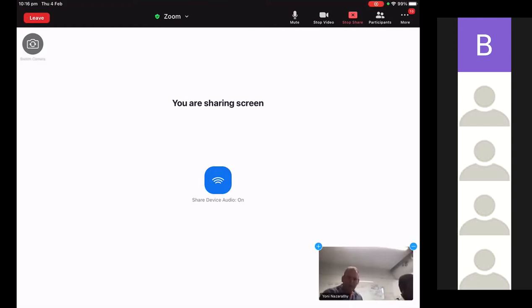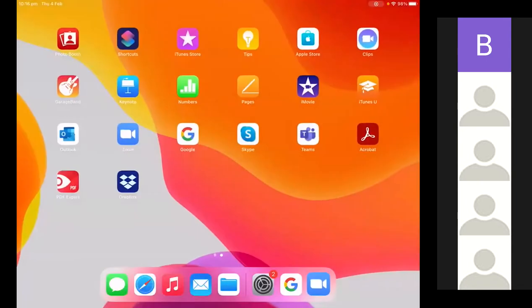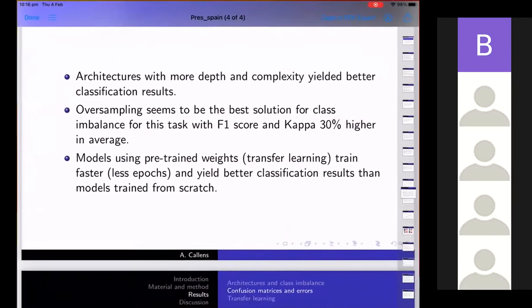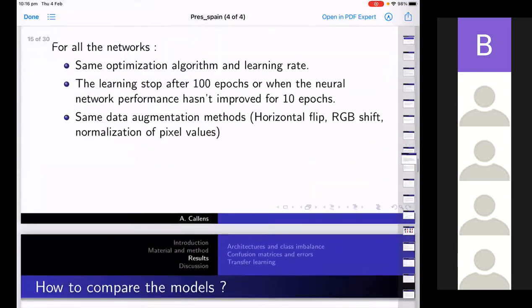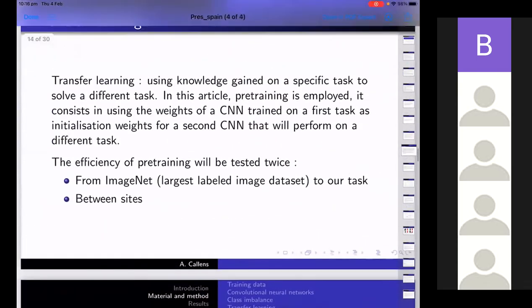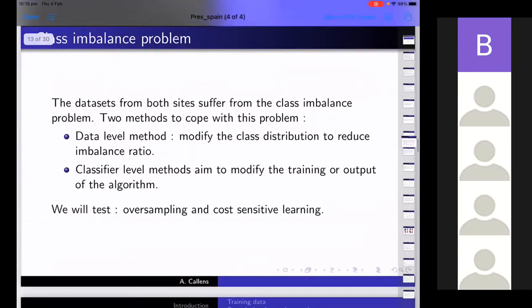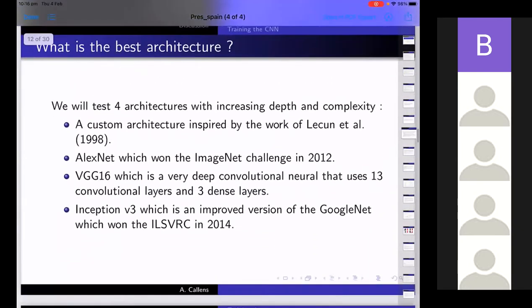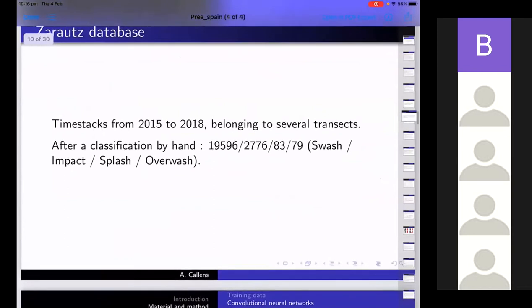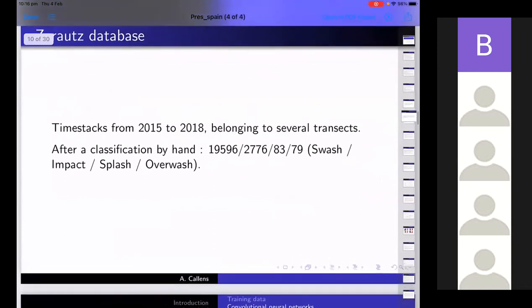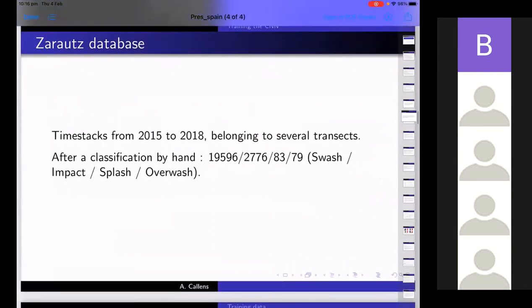There's a question: how many videos did your PhD student need to manually classify? I told him, the more you do, the better it is. At one stage he was saying, oh my God, I cannot do any more. After classification by hand, look, this is the number of images he did.